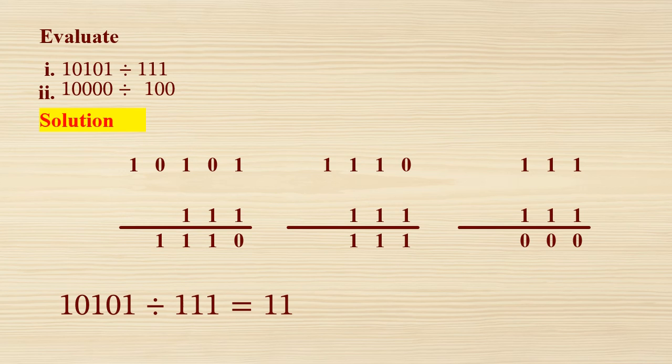So that means 10101 divided by 111 is equal to 3, because it is going to divide 3 times. So 3 in binary is 11. So the result is 11.